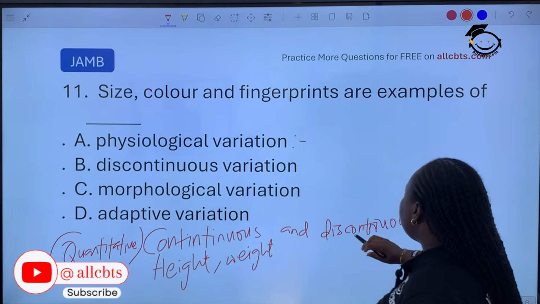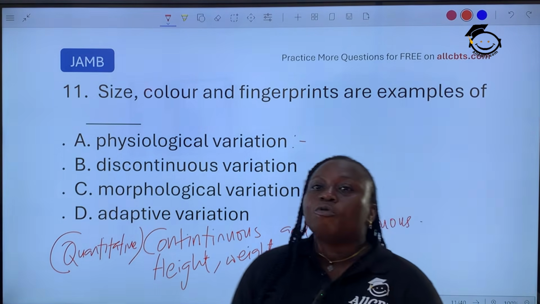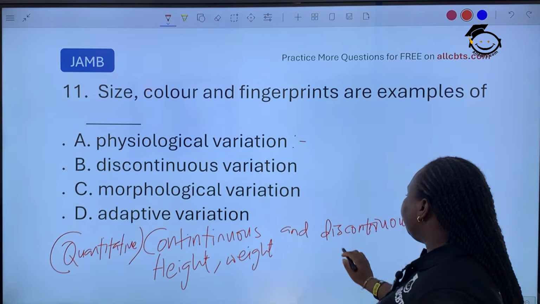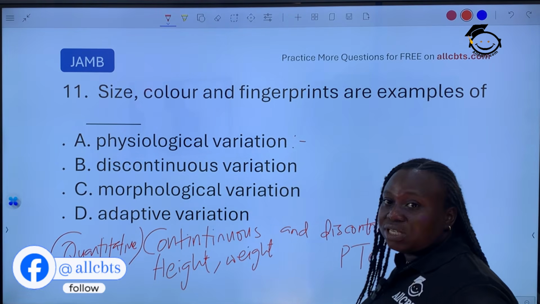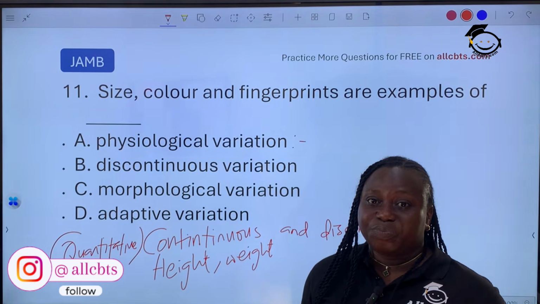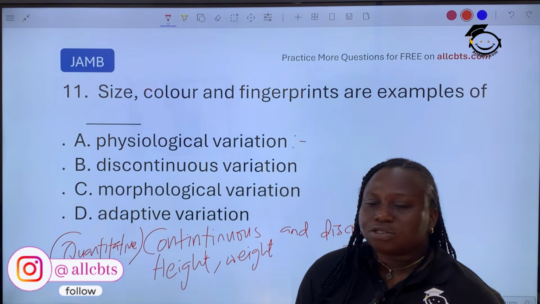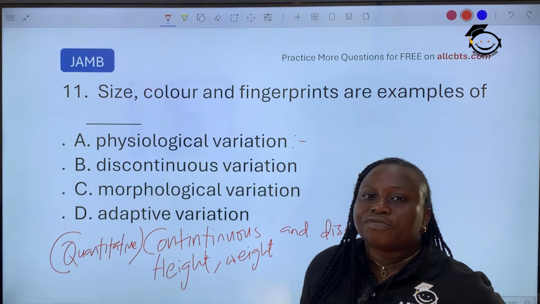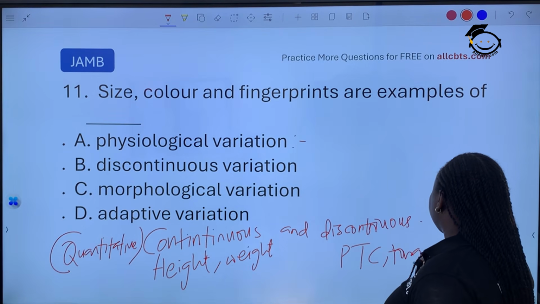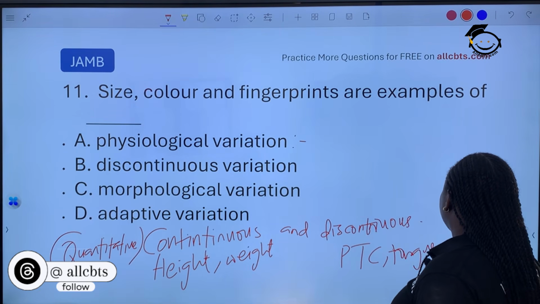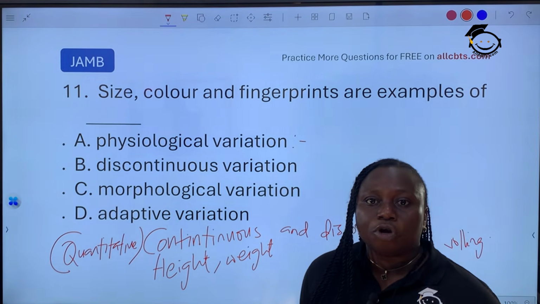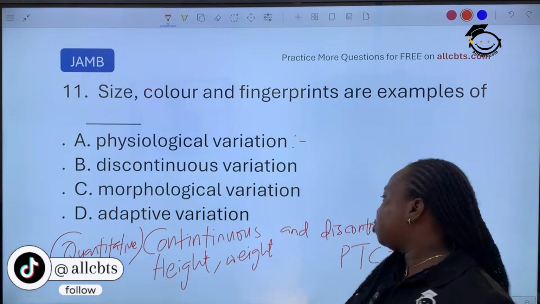But discontinuous variation has only specific categories. For example, we have testing of PTC. This PTC is a chemical. Either you can taste it as bitter or you cannot taste it. It's not as if you can taste it a little. It only falls into two. We have tongue rolling. Either you can roll your tongue or you cannot roll your tongue.